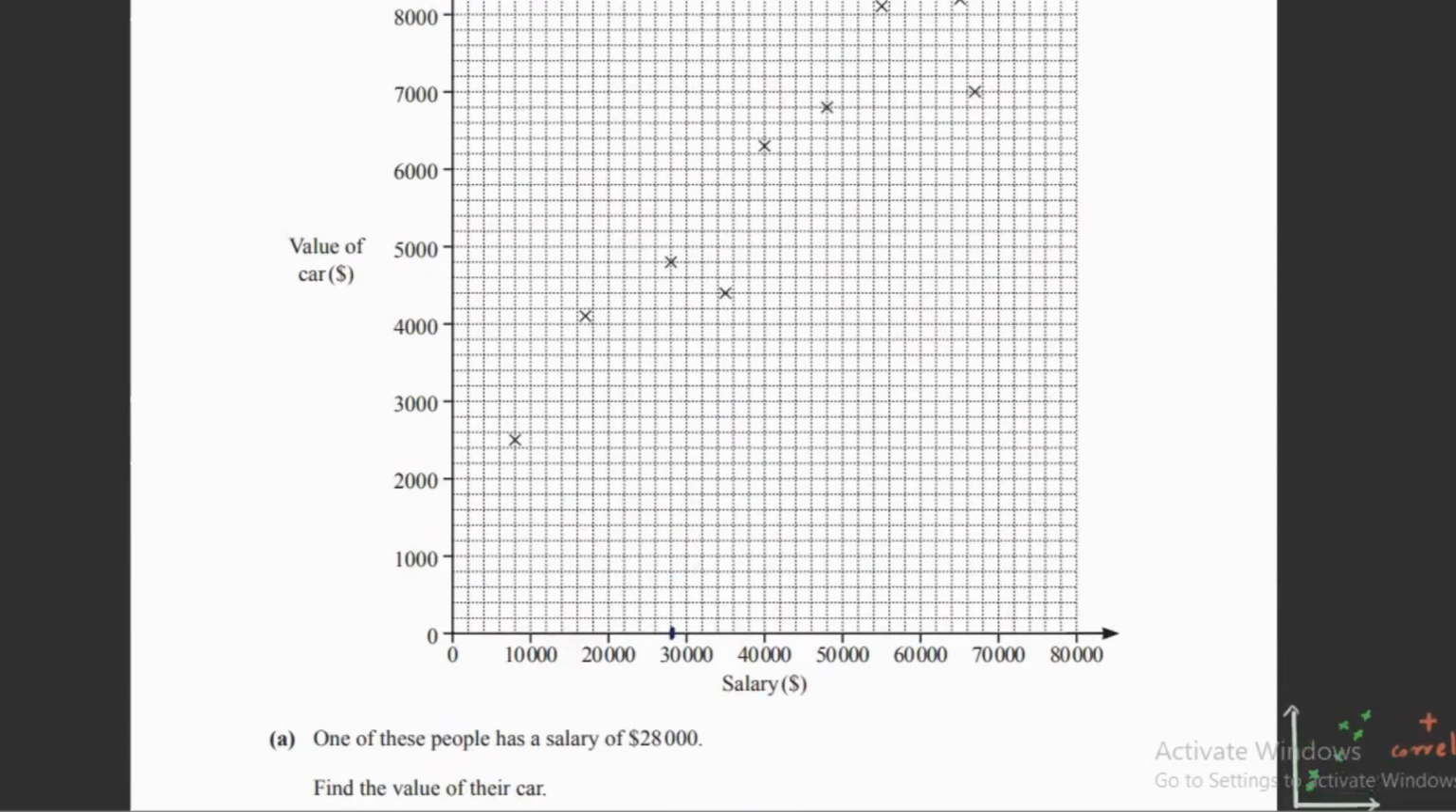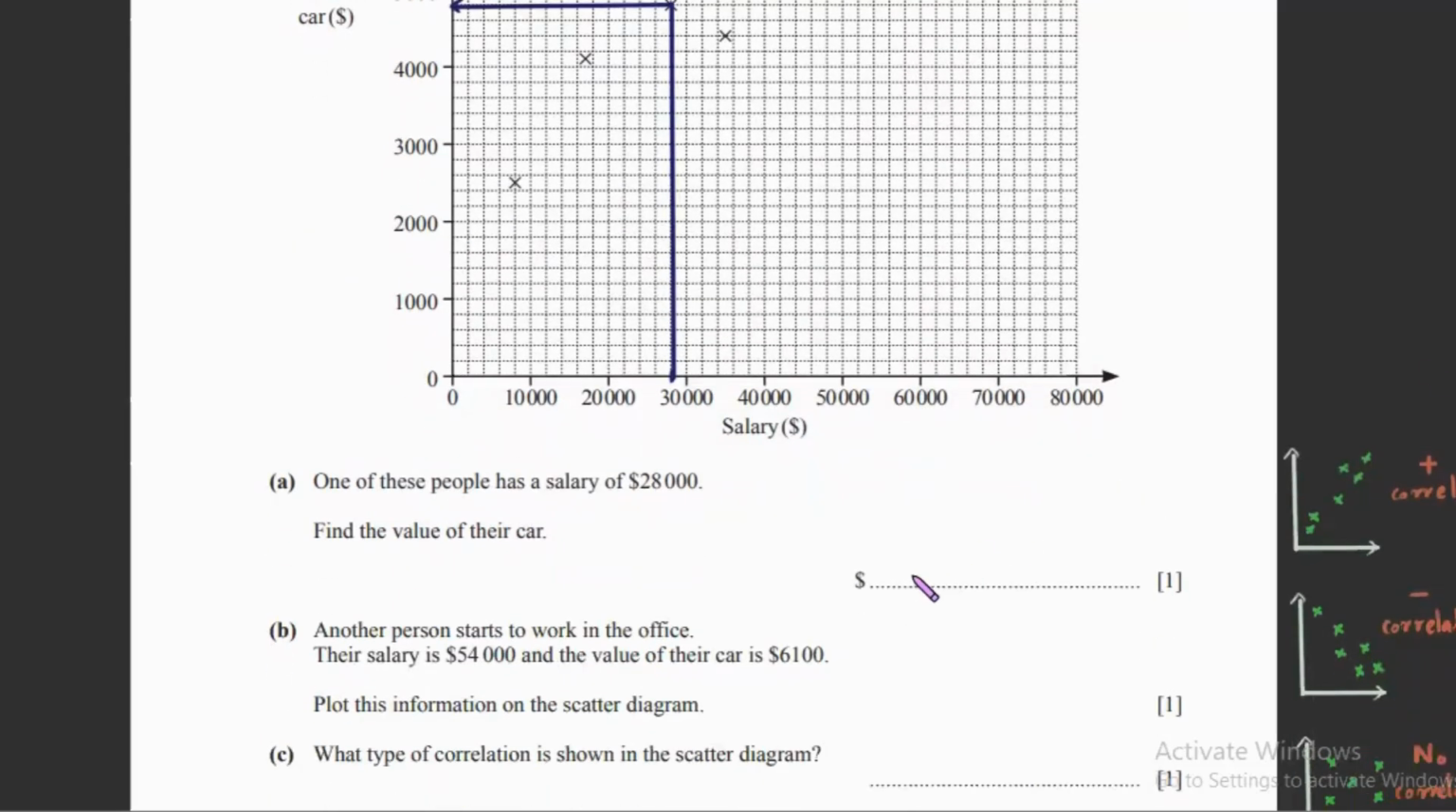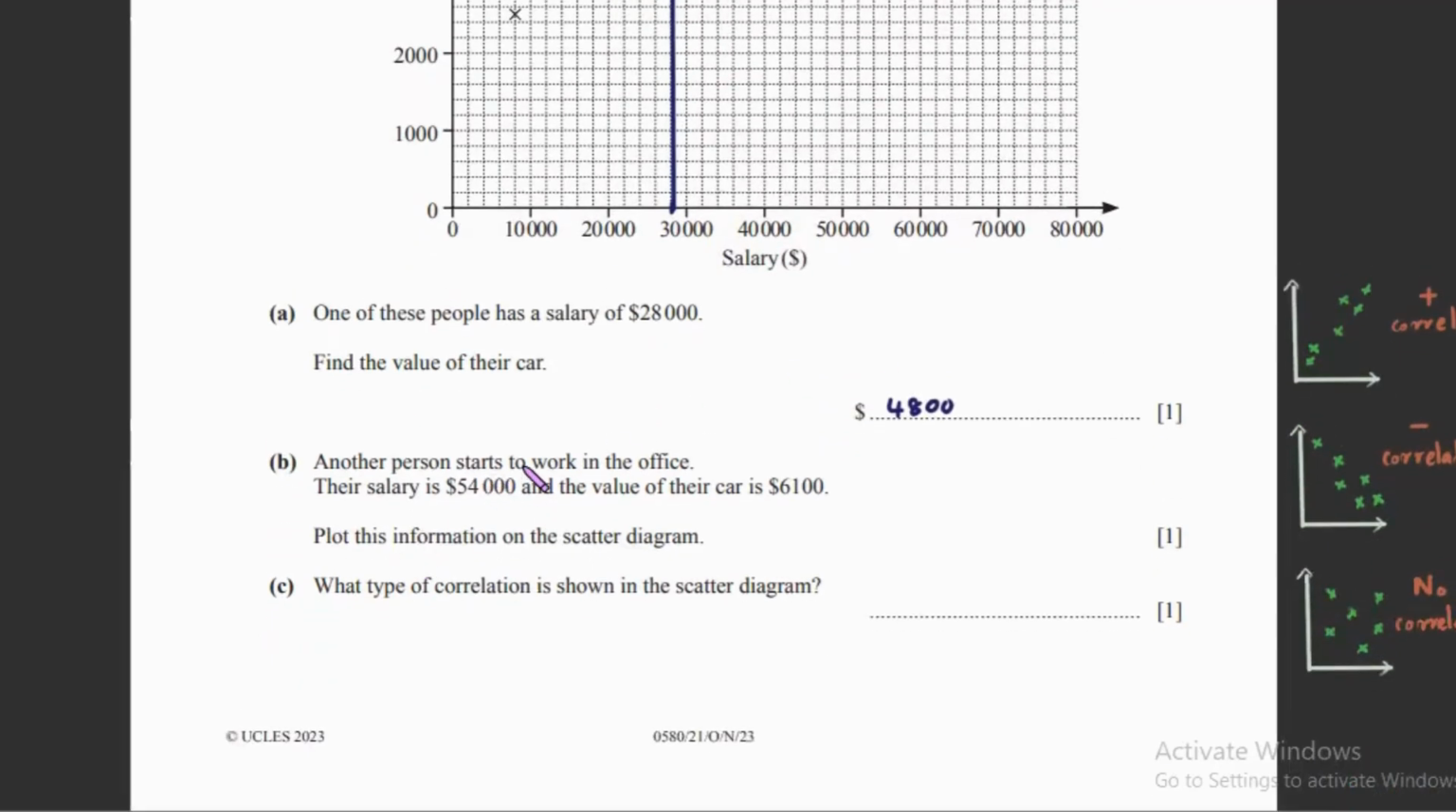To find the value of his car, we're going to draw a line until we meet a scatter point. So this person's car is going to be worth $4,800 because this represents 4,800. So that's going to be the value of the car. The next question is where another person starts to work in the office. The salary is $54,000 and the value of the car is $6,100. Plot this information on the scatter diagram.